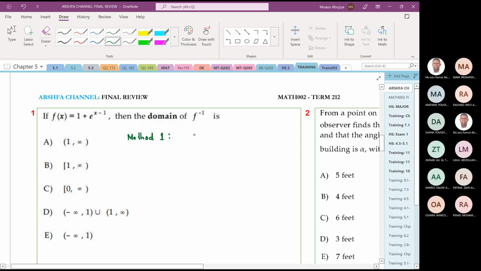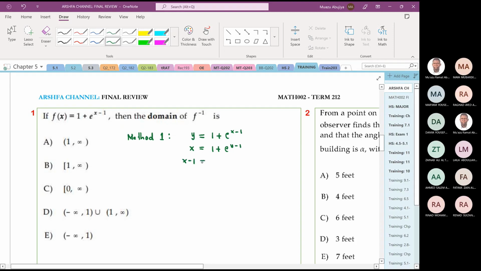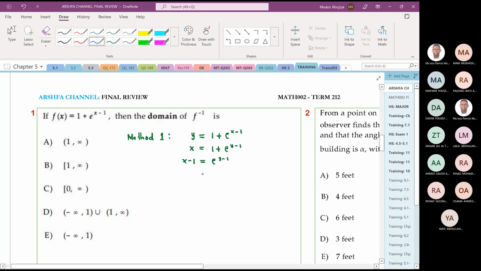So by the first method, we have y equal to 1 plus e to the power of x minus 1. Now what we do is find the inverse of this function. By finding the inverse, we interchange x with y. So x equals 1 plus e to the power of y minus 1. Now take 1 to the other side, we have x minus 1 equal to e to the power of y minus 1. To bring the y minus 1 down, we take the ln of both sides, natural logarithm of both sides. Therefore we have y minus 1 equal to ln of x minus 1.